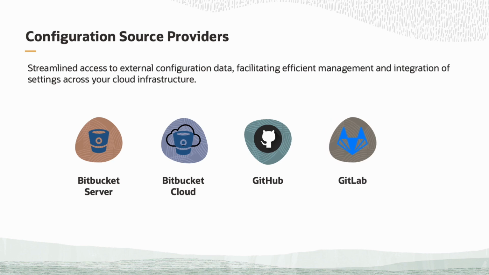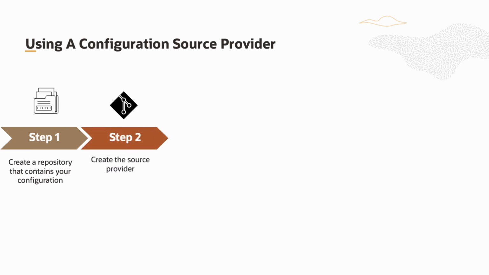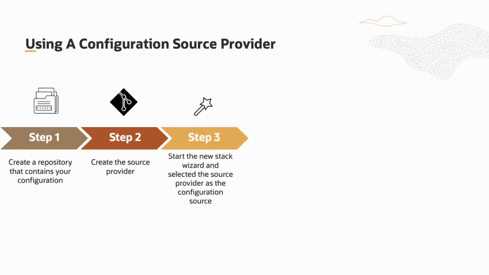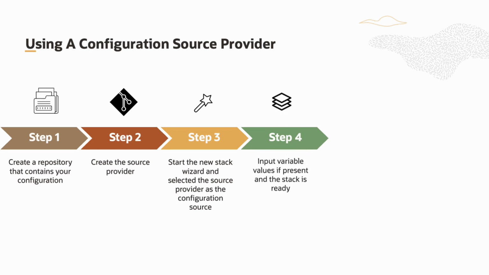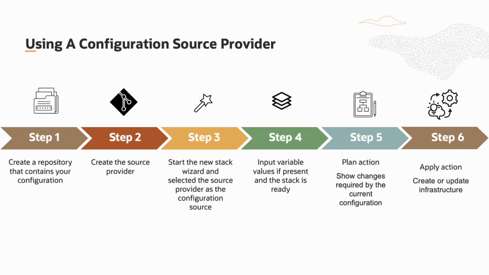To use a configuration source provider, we will follow these steps. First, create a repository that contains our configuration. Next, create the service provider on OCI. Then, start the new stack wizard and select the service provider as the configuration source. Input variable values if present, and the stack will be ready. After the stack is ready, as usual, the plan action and the apply action. Now, let's jump on the console and see how it works.